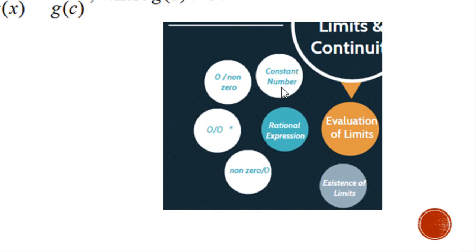Firstly, you will get a constant number, or maybe we will get a 0 at the numerator, or a 0 at the denominator, and the last one is both with 0. So let us look at 4 examples.